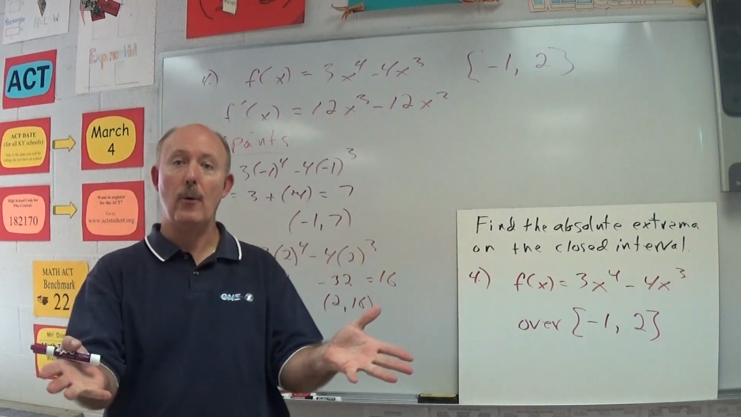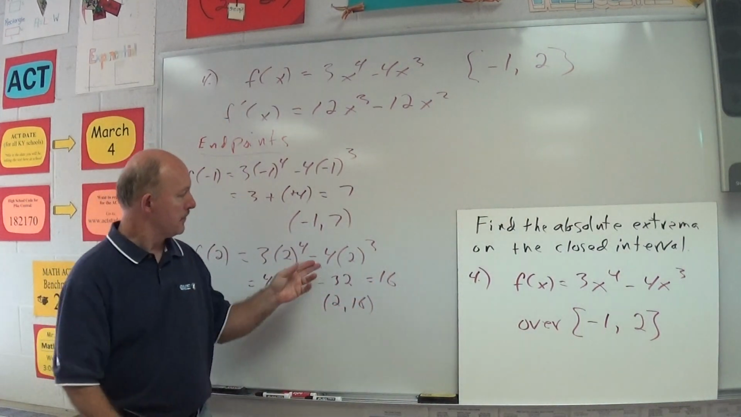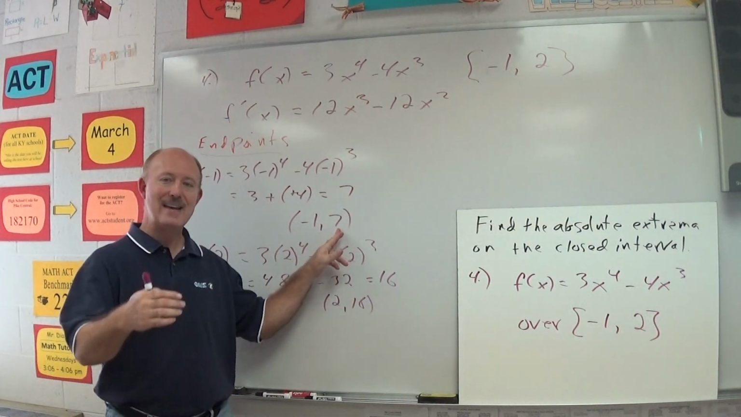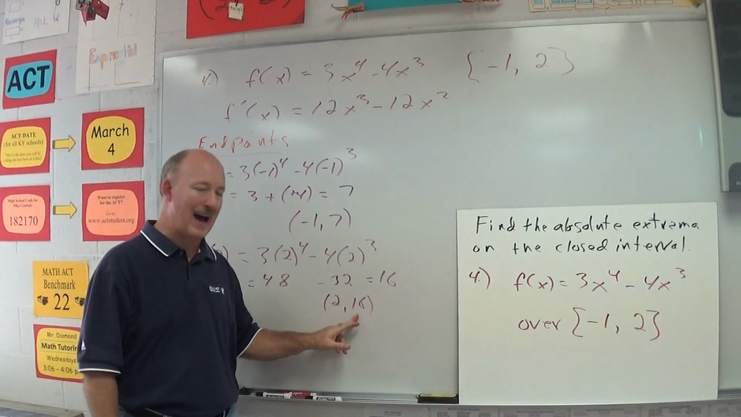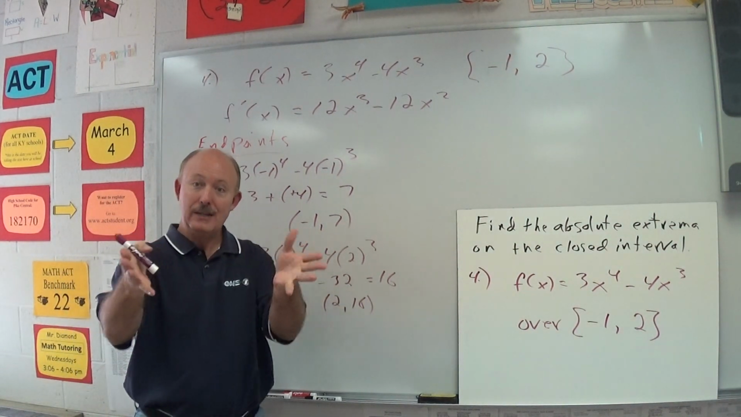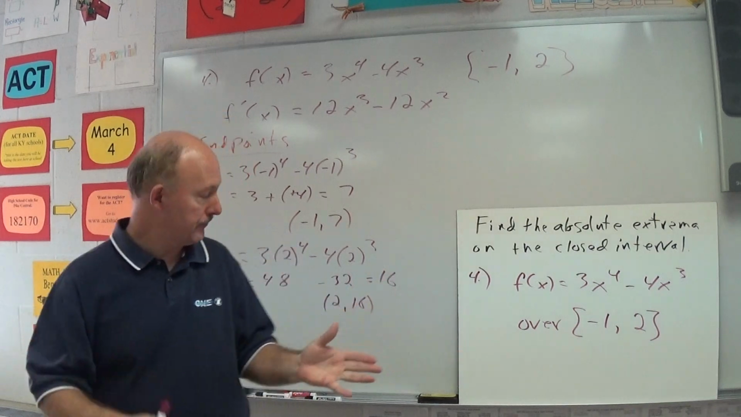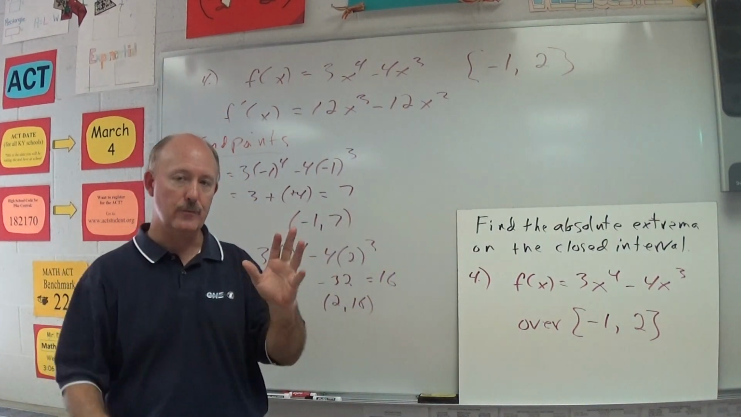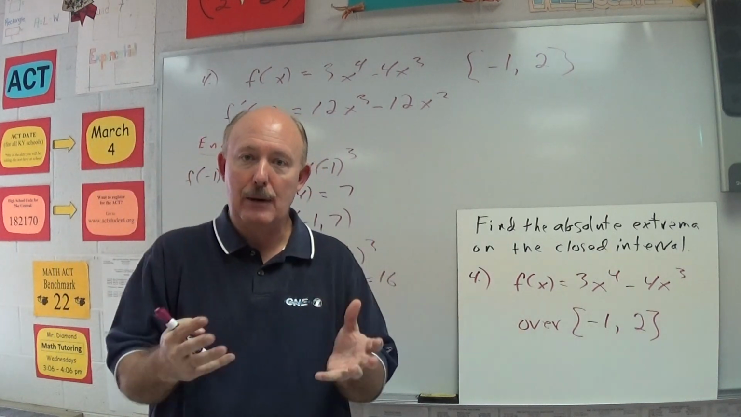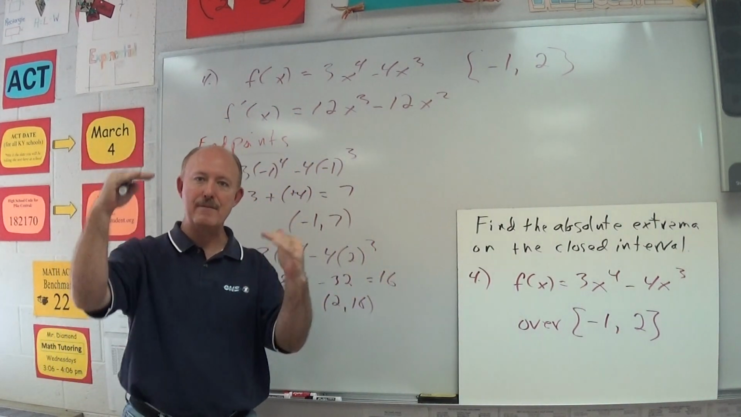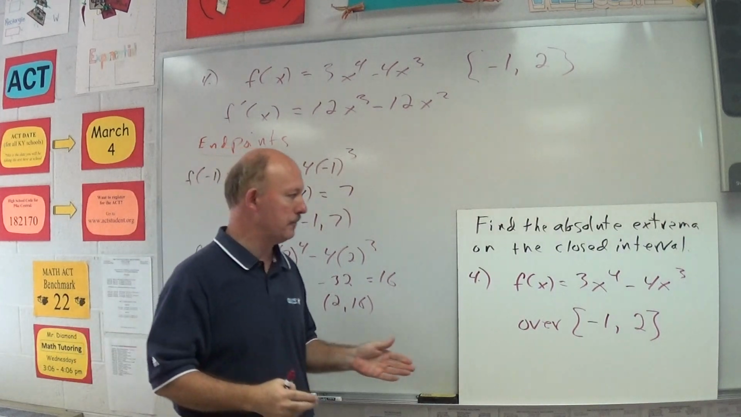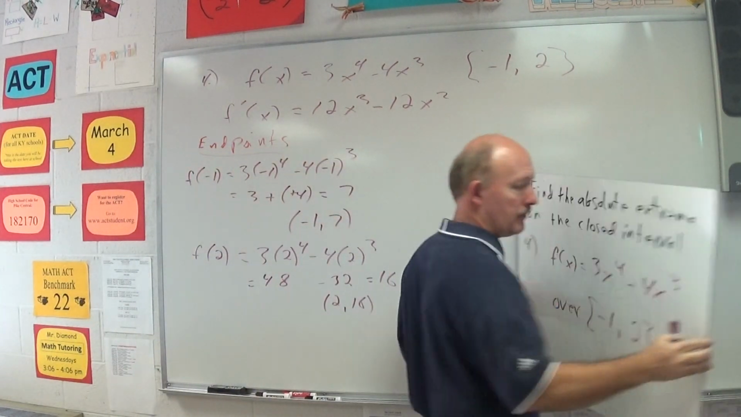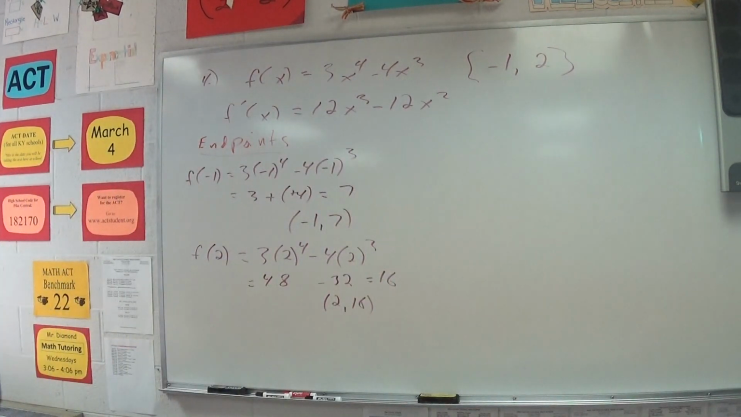Now we've gotten the 2 endpoints. Now notice, the 2 endpoints. The first endpoint, the y value is 7. The second endpoint, the y value is 16. So just looking at the endpoints only, 16 would be the maximum, 7 would be the minimum. So if you're just looking at the endpoints, okay, that would be the maximum and minimum. So you want to check the y values and compare the y values. So let me take this down. We need to check our critical numbers.